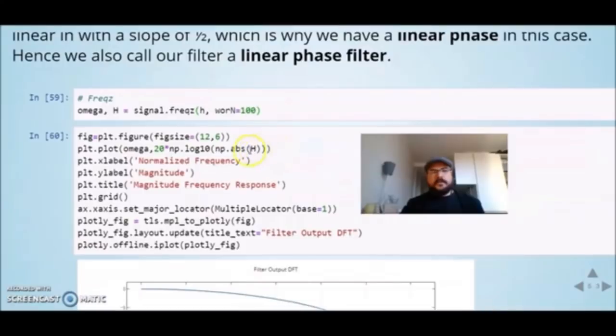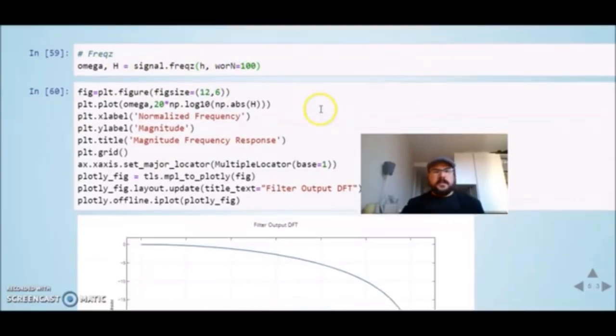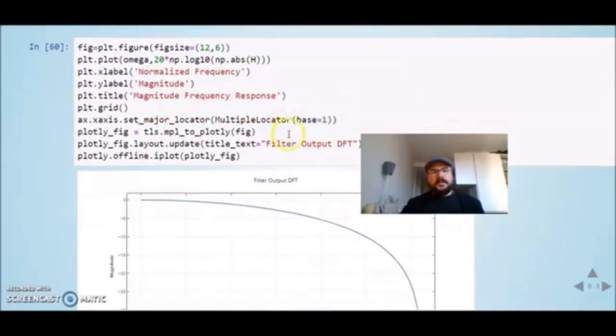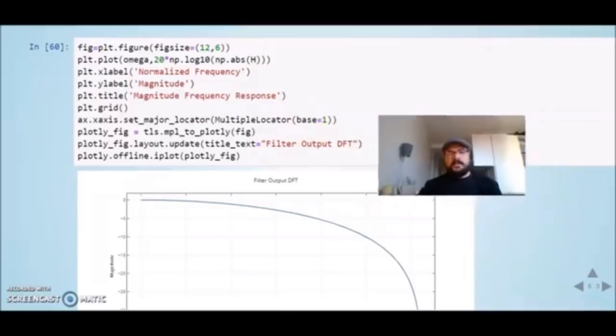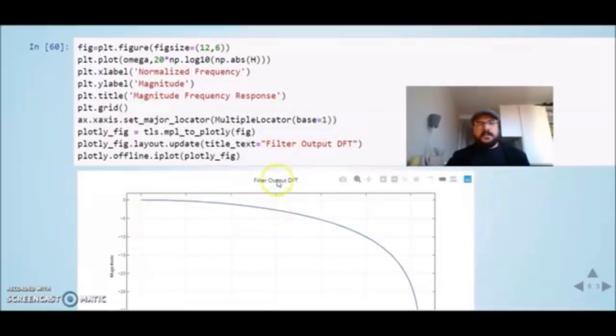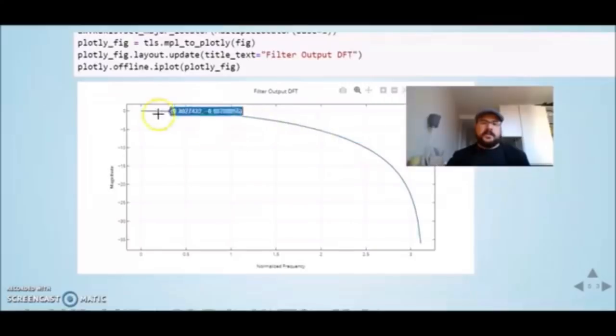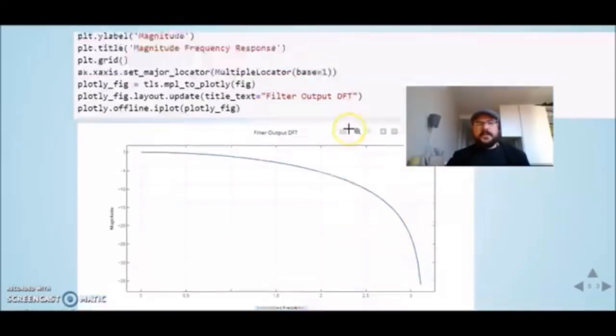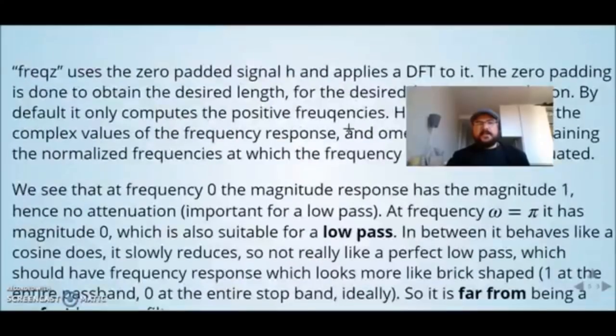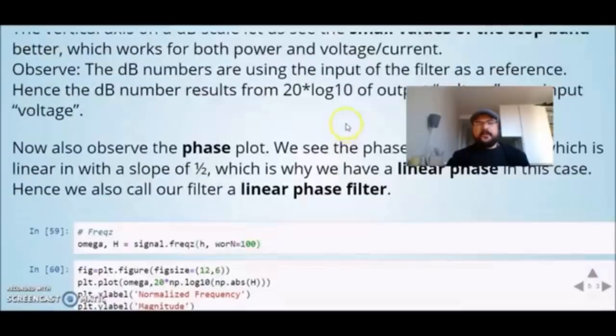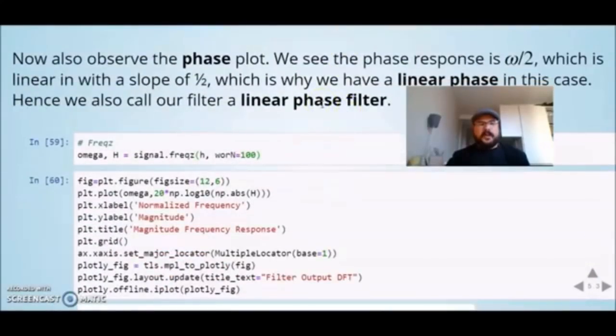We can also do it using freqz, so I'm using the same 100 points that we used before. It will give us the frequency response and the omegas used to calculate, and we can plot. So here also is the magnitude in the dB scale. So this is our moving average low pass filter given by these coefficients 0.5 and 0.5.